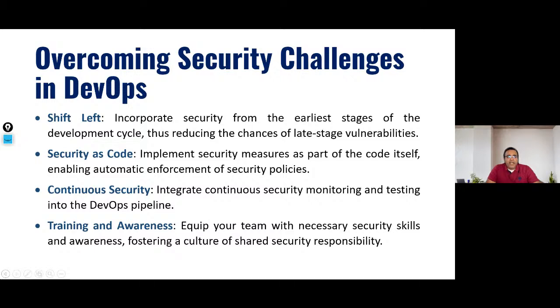And continuous security. Integrate continuous security monitoring and testing into the DevOps pipeline. So you might have seen, if you have attended a DevSecOps class, the DevOps pipeline is a continuous approach. You're going to get the code, you're going to build the application, then you're going to launch the application, and that keeps on changing every time there's a modification. At the same time, there are also tools like Prometheus which help us monitor the DevOps pipeline health in a continuous way.